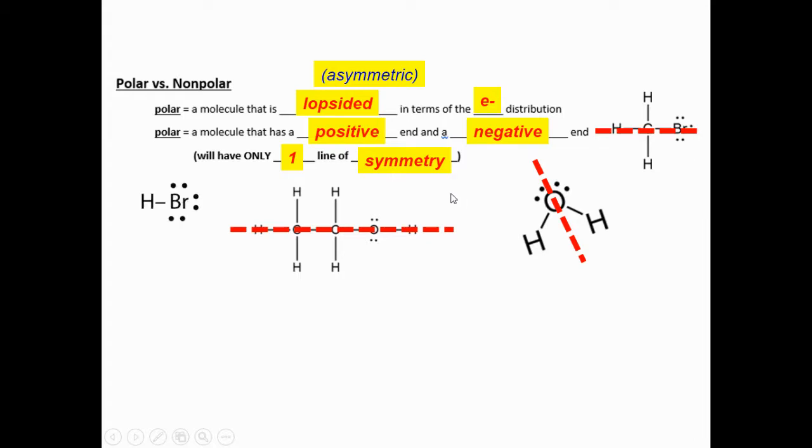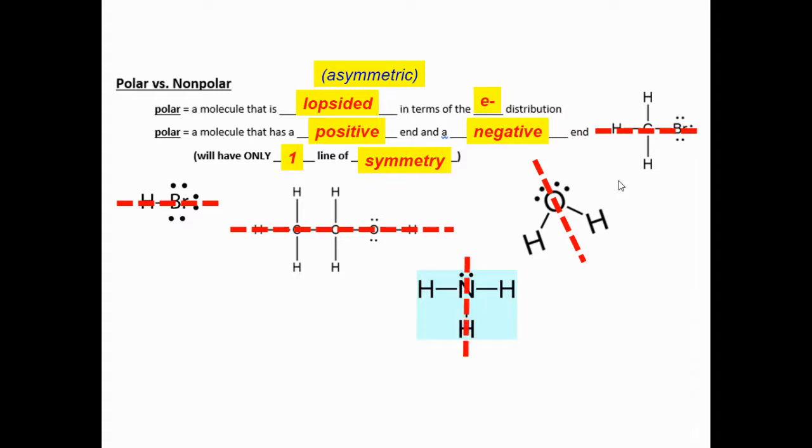Now I'm going to also add one more molecule here, HBr. Remember, we said it is a polar molecule. With all these molecules, you can either look at them and see that there are electrons more on one side of the molecule, or you can try the symmetry trick to figure out if it's polar. Polar molecules are lopsided in terms of their electrons, and polar molecules have one line of symmetry.